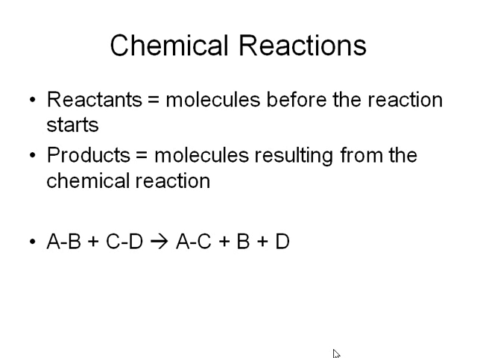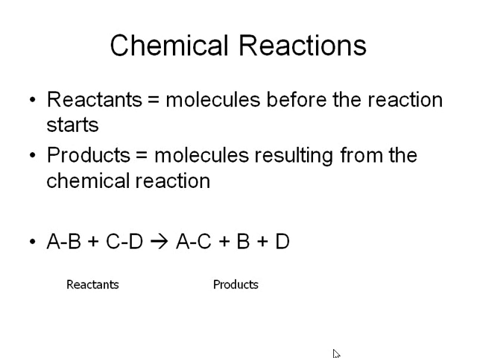Reactants and products are the 2 things that are part of a chemical reaction. Reactants are the molecules before the reaction starts, or to the left of the arrow. Products are the molecules resulting from the chemical reaction, or the molecules to the right of the arrow. Okay, so reactants are on the left, products are on the right.